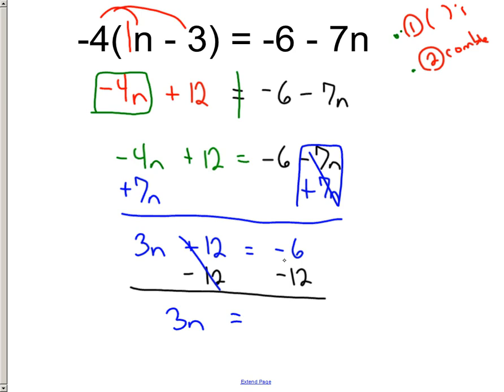Be careful with this right here. Keep, change, change. Okay?